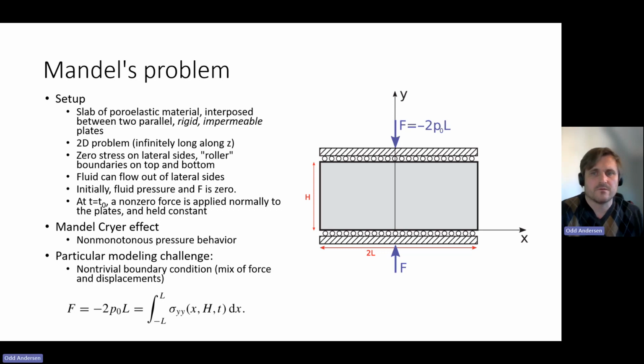This problem is also somewhat challenging to model since the top and bottom boundary conditions are not trivial. Since the plates here are considered to be fully rigid, the vertical displacement has to be uniform, suggesting that we impose a displacement boundary condition. However, what we have been given is the integrated force over the plate. That's what's given, but that is not going to be uniform along the length of the model.